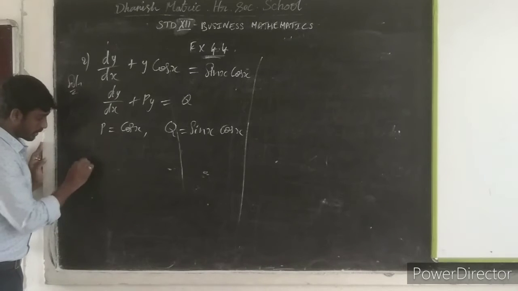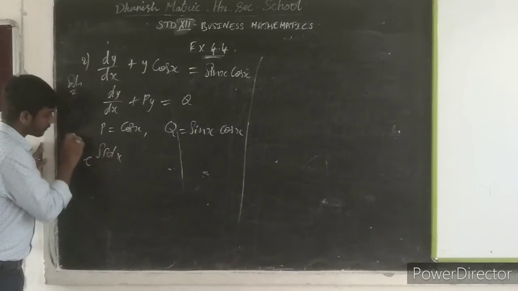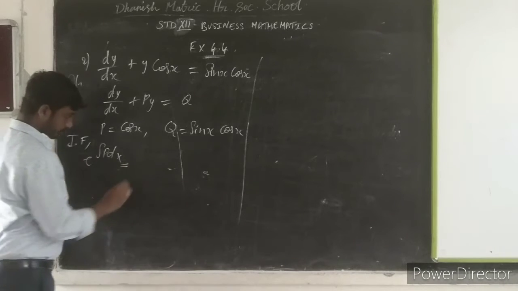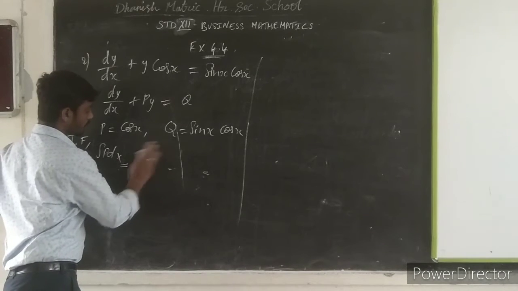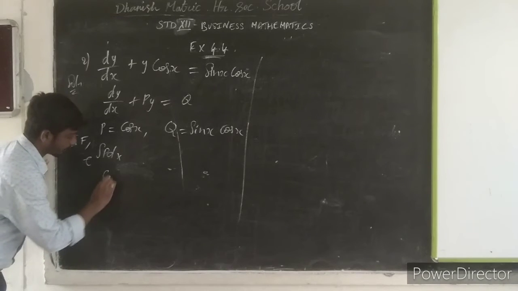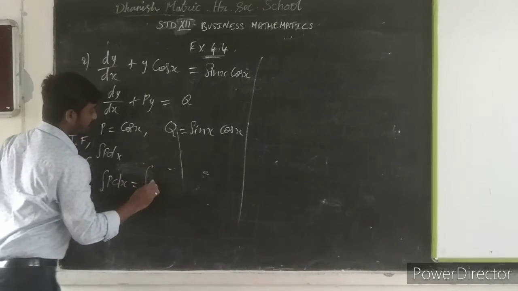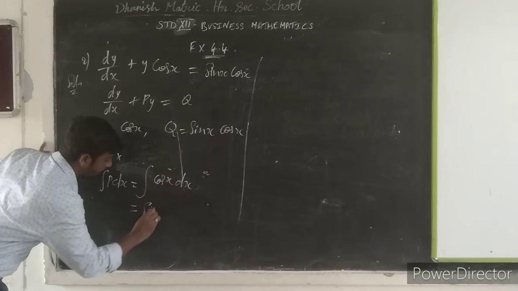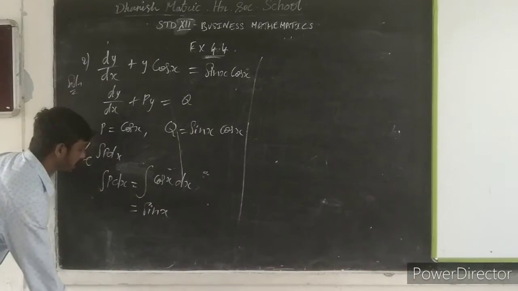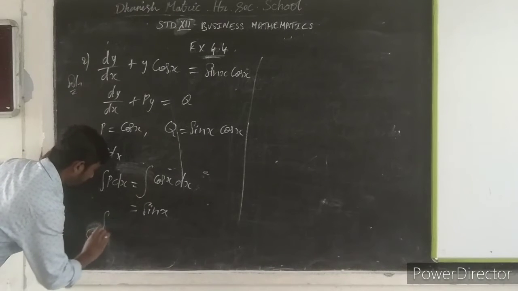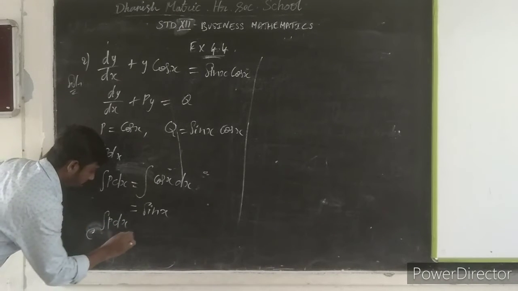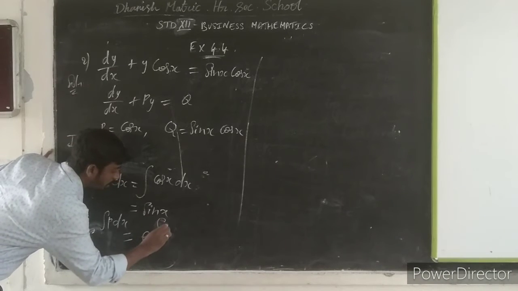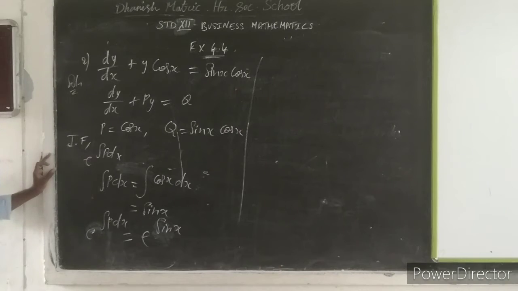Now find e power of integral of P dx, the integrating factor. First we find the integral of P dx, which equals integrate of cos x dx. Integrate of cos x is sin x. So e power of integral of P dx is e power of sin x.